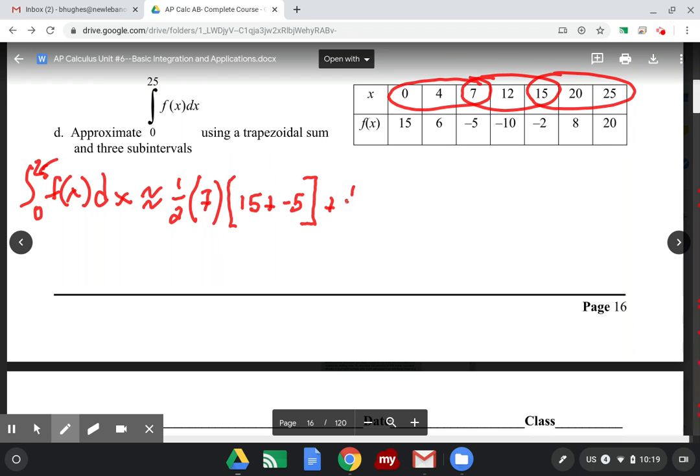Plus 1/2. The height of the next trapezoid from 7 to 15 would be 8. And then the base lengths would be the function values at 7 and 15. So I have -5 plus -2.